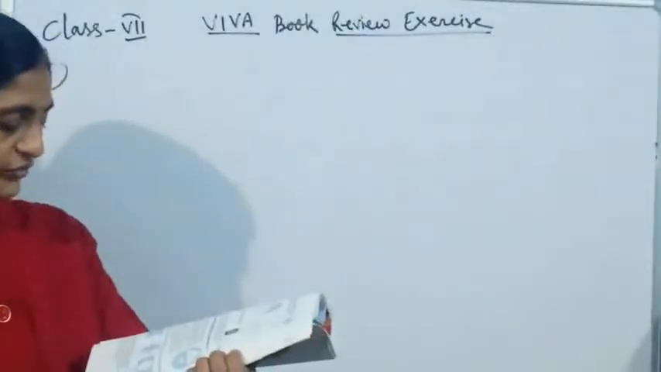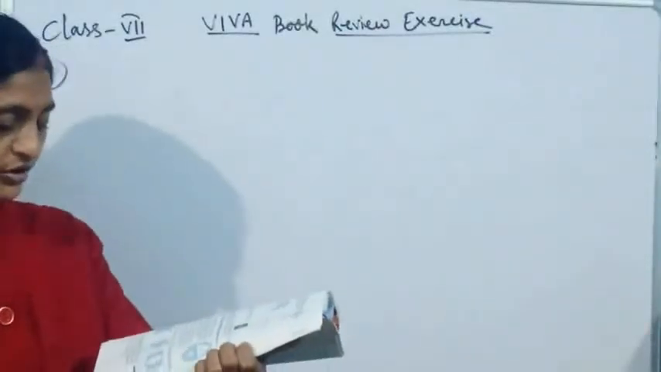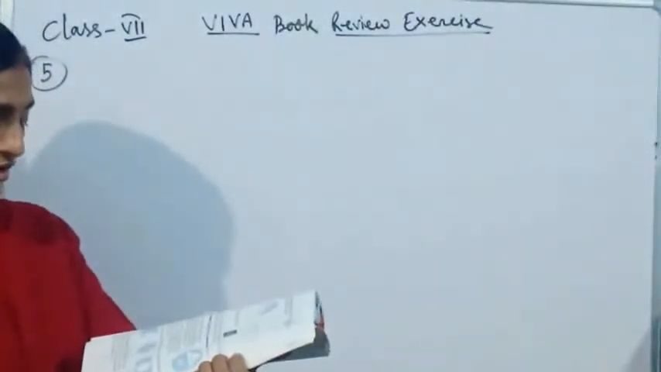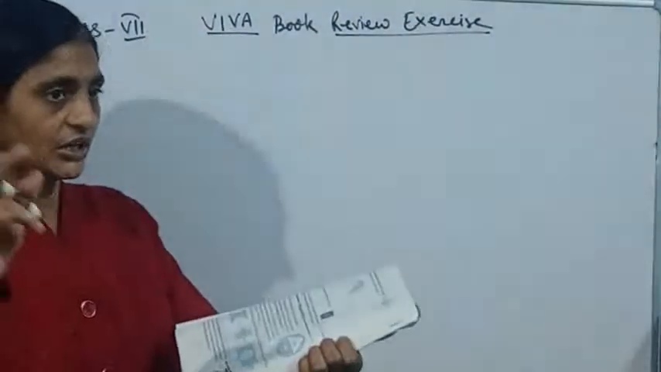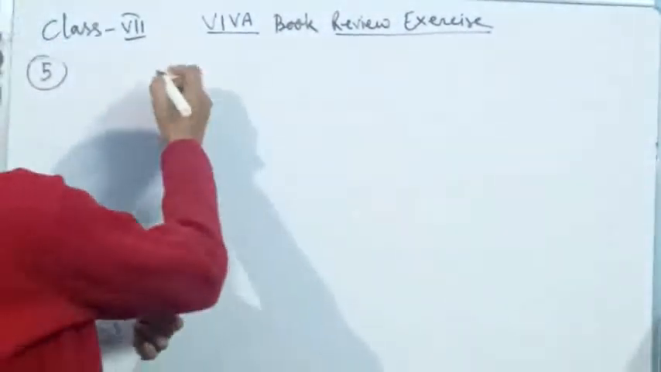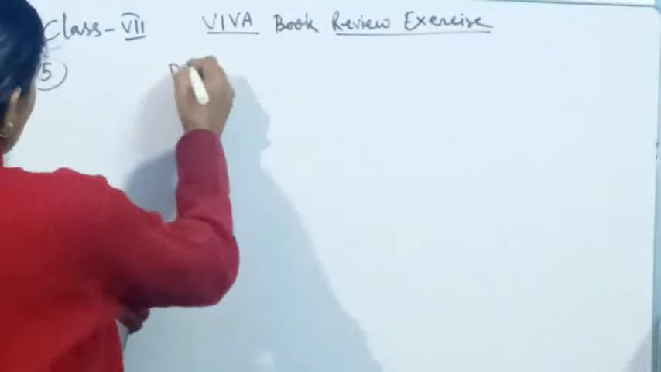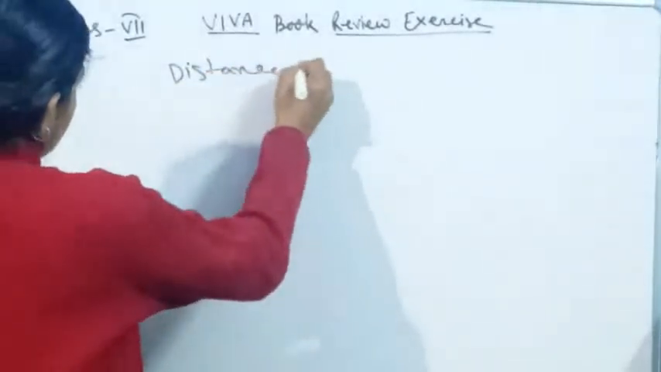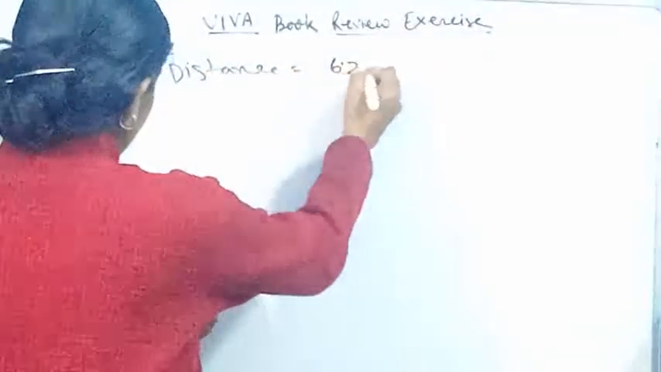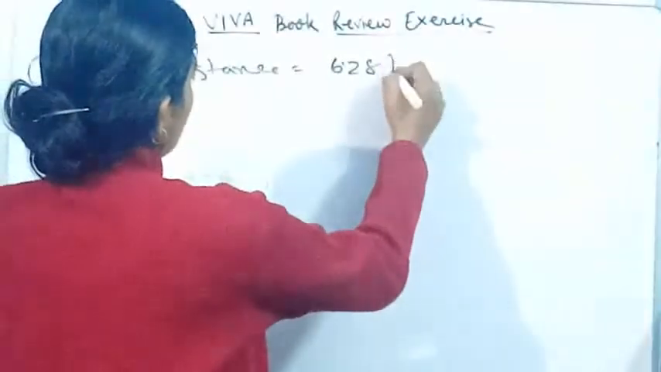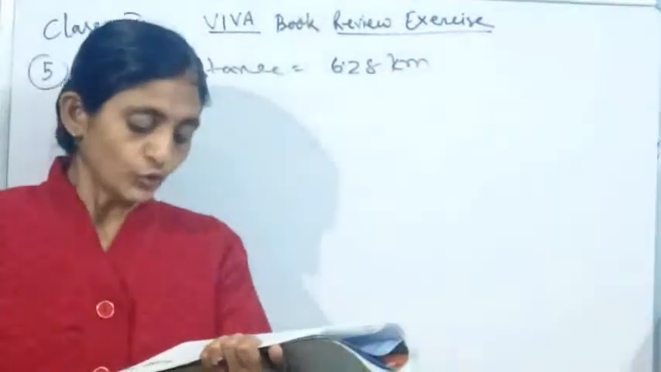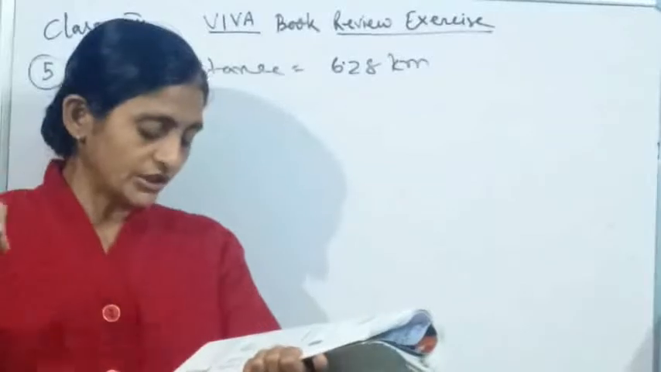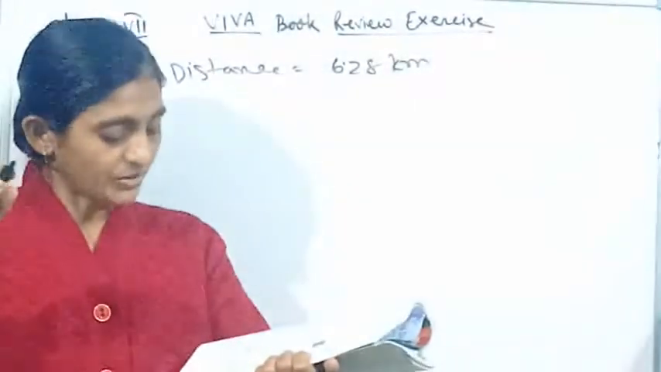A pulley cabin car ferries tourists on a ropeway from a base to the hilltop, which is 6.28 kilometer away. So the length I need, that will be distance as given. Distance has given, that is equal to 6.28 kilometer. Okay. Now, the rope loops around a giant wheel that is 5 meter in diameter.